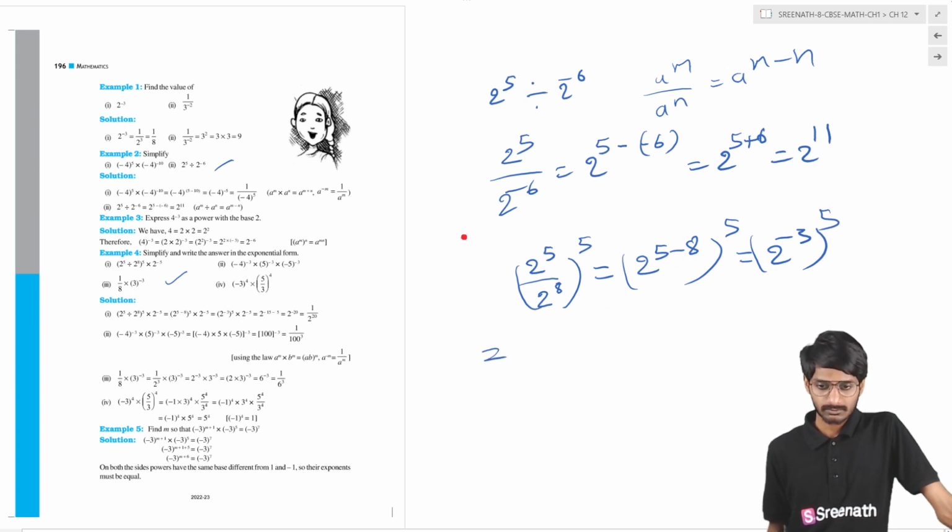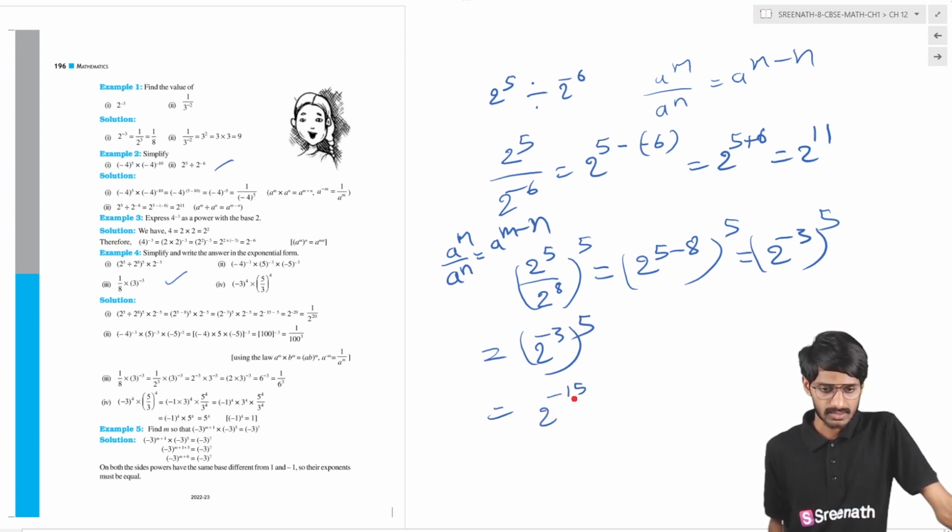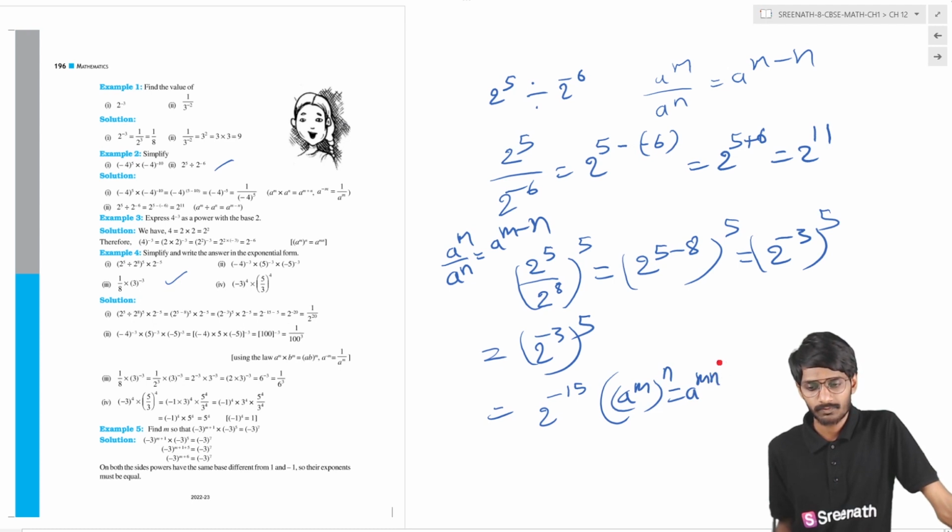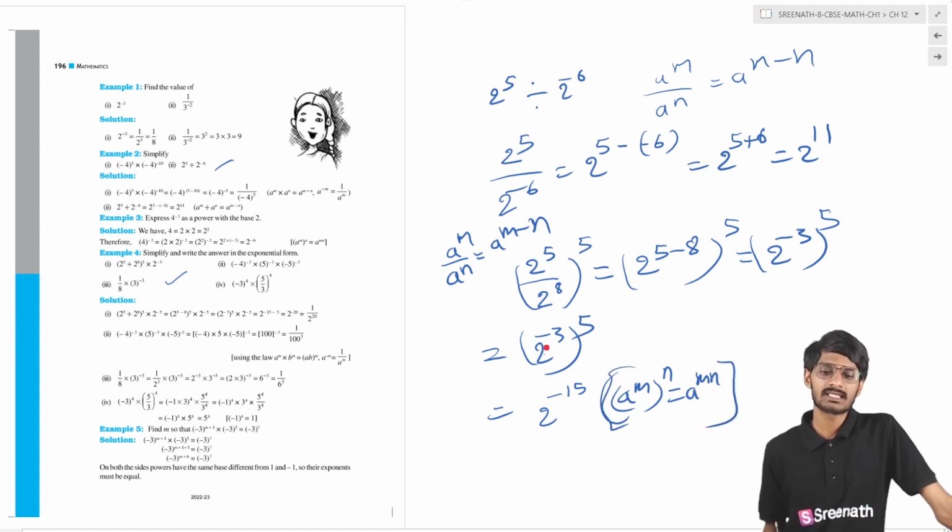So we know, according to a power m whole power n, here 2 power minus 3 whole to the power of 5 will become 2 power minus 15, students. 2 power minus 15. Why? Because a power m whole power n is equal to a power mn. So we have discussed this, students.